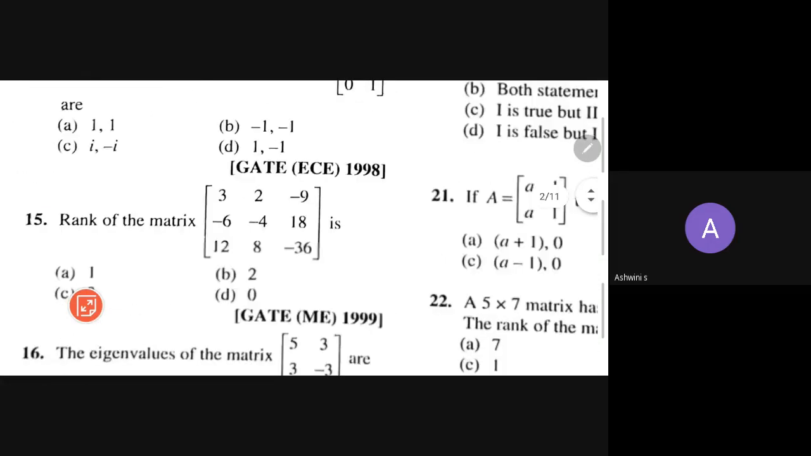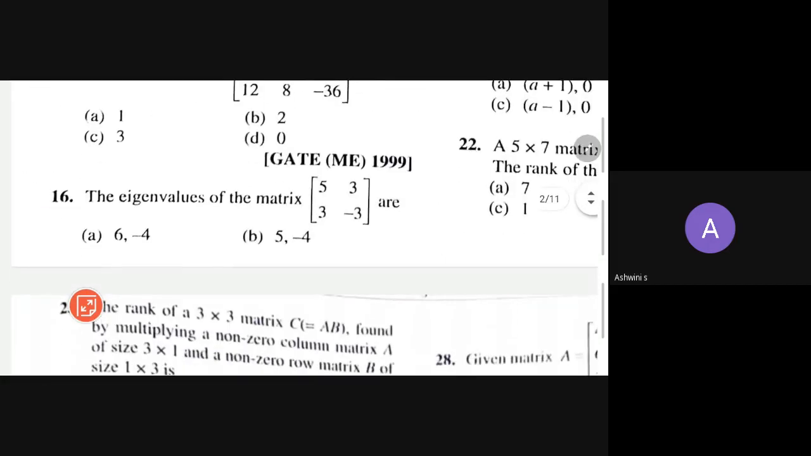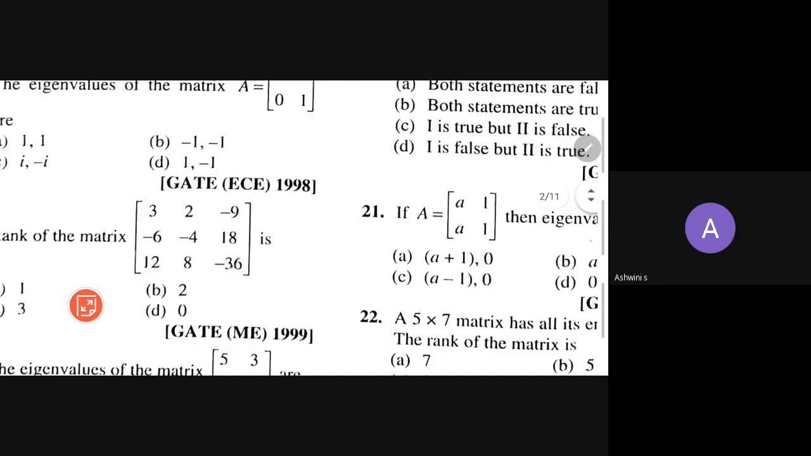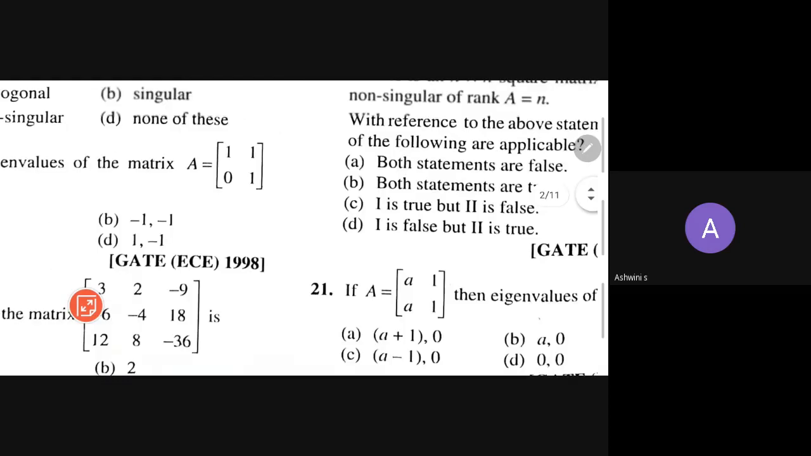The options are 3, minus 4, minus 4, 4. So here the trace is 5 plus minus 3, which is 2. Two, sir. Option A. Is there any other choice? Sometimes they may give another choice also. Luckily you have A. Right.